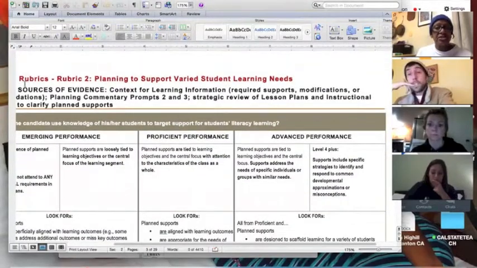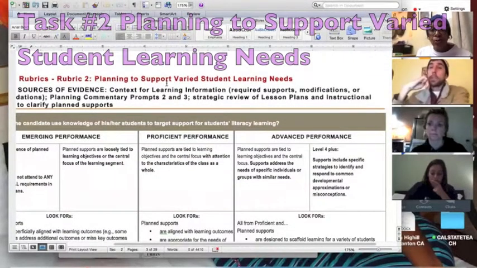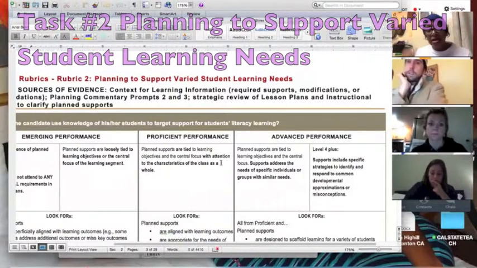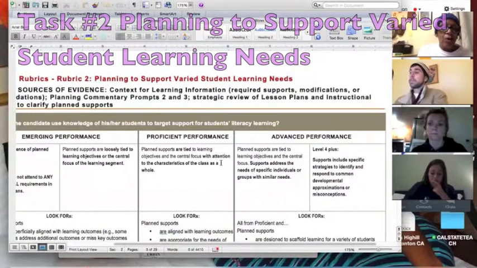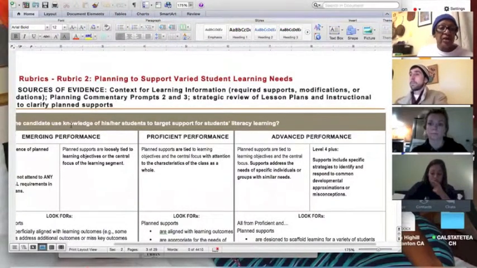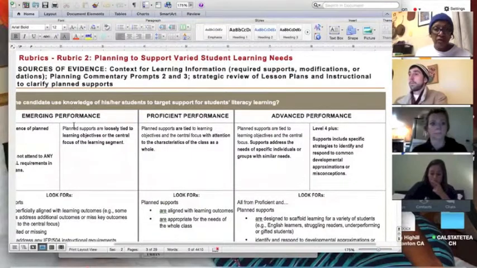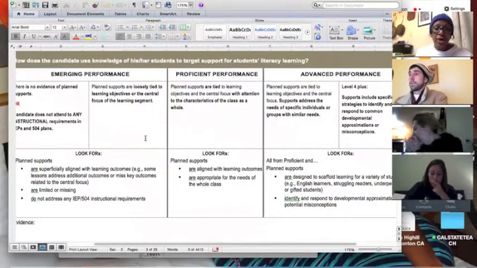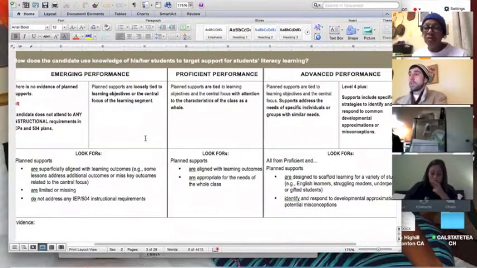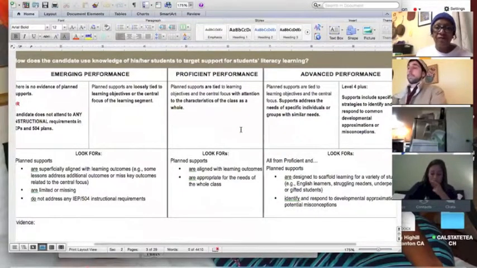This is the one, here's a second one, planning to support varied student learning needs. Now remember, you just described your class. Now you have to talk about how the candidate uses the knowledge of the target students to support this literacy learning. So in this case, again, it tells you how you're going to go about doing this, and it's really important. It's always aligned with the learning outcome. Always align it with the learning outcome, but you have to be specific.